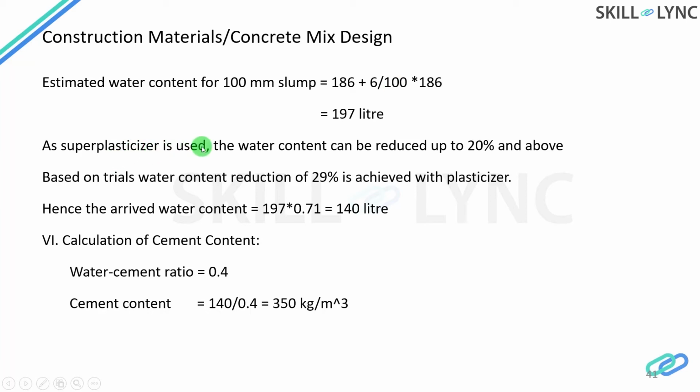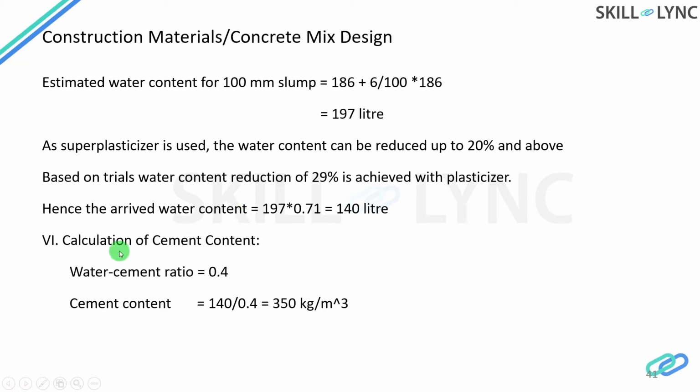As a superplasticizer is used, the water content can be reduced by up to 30%. Based on the trials, the water content is reduced by 29% by using the superplasticizer. So the arrived water content here is calculated as 197 into 0.71. From 100% we have reduced 29% of the water content, and we have calculated the arrived water content. So it is 197 into 0.71, which is equal to 140 liters. This is the arrived water content.